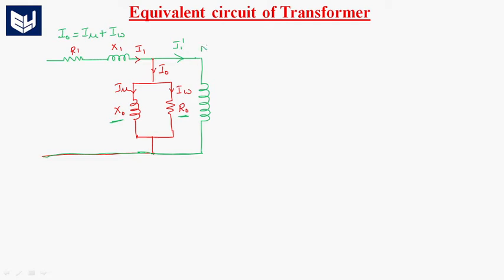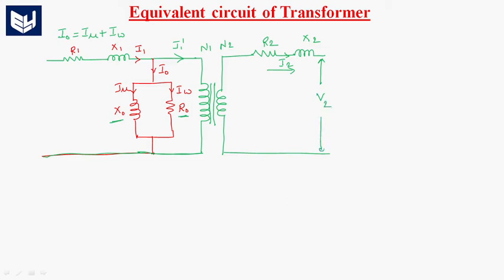This winding has N1 number of turns, and this winding has N2 number of turns. These two windings are separated by an insulating material, so they are magnetically coupled but electrically isolated. The secondary has resistance R2 and reactance X2. The current flowing through R2 and X2 is I2, and the voltage across the load is V2. This is the equivalent circuit of the transformer.